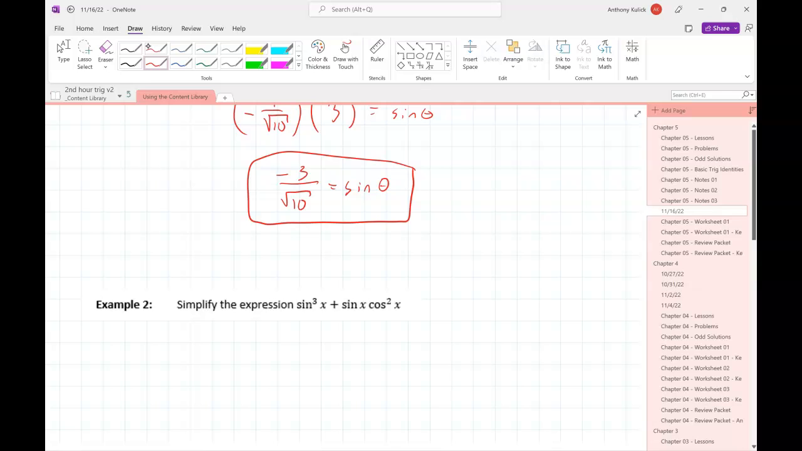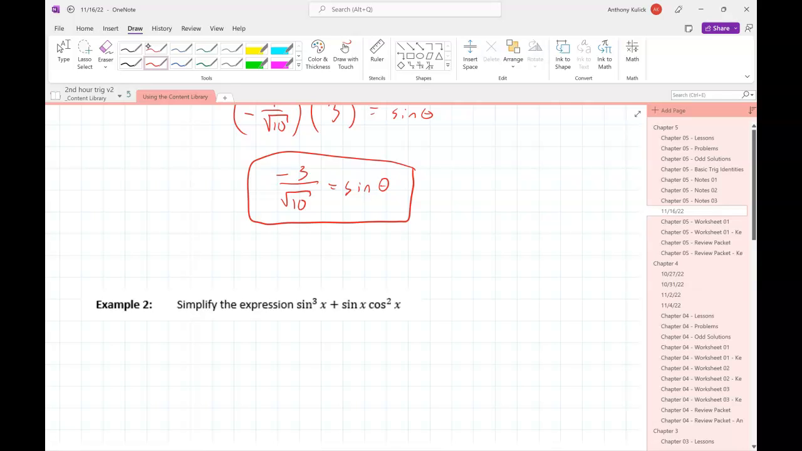All right, so let's take a look at this example. We have sine cubed x plus sine x times cosine squared x. Does anybody see an algebra thing I can do there? Factoring, foiling, combining like terms, making a common denominator, adding fractions. Anything like that you can do here? There are no like terms to add here. Nope, there's something to do here. What is it, Emma?